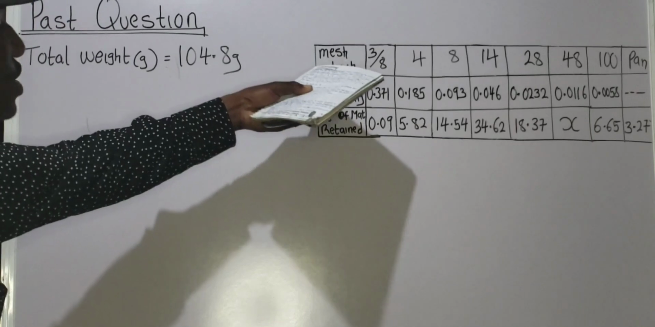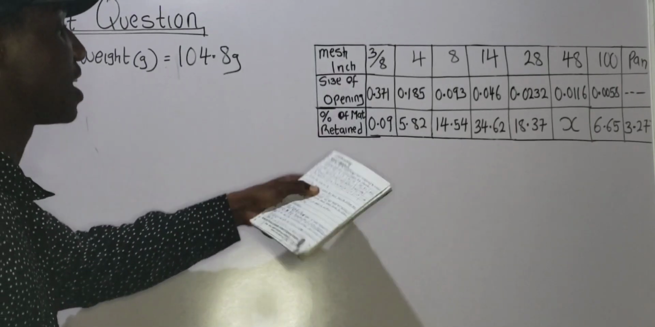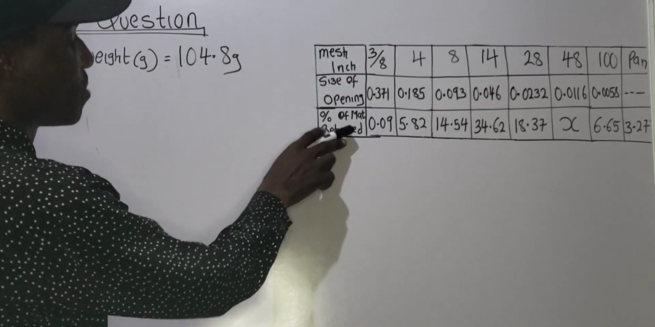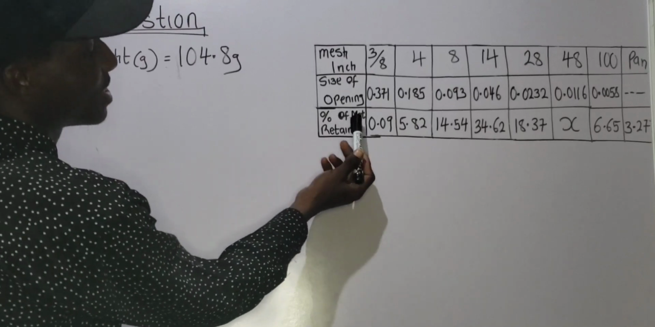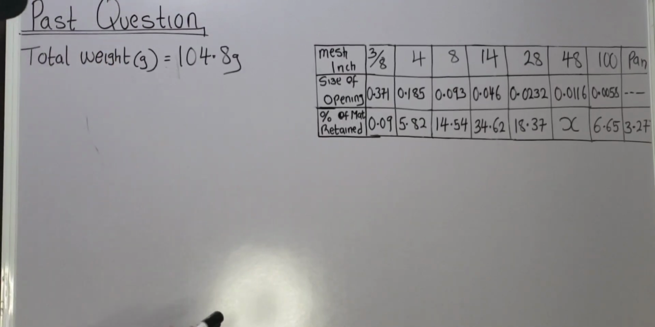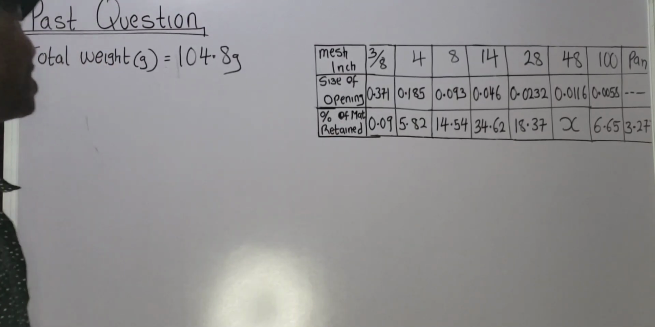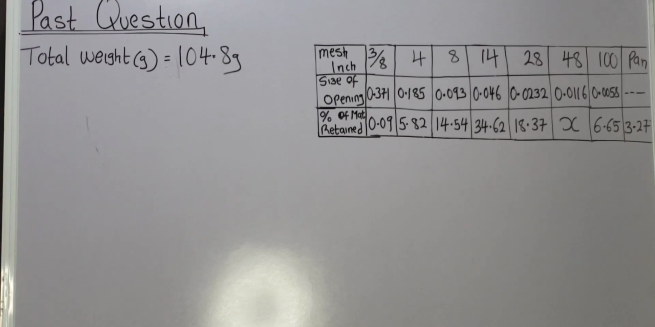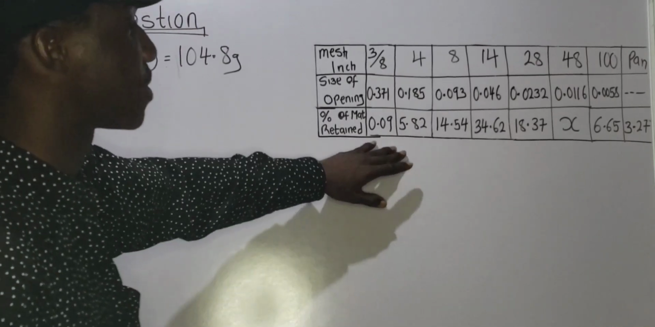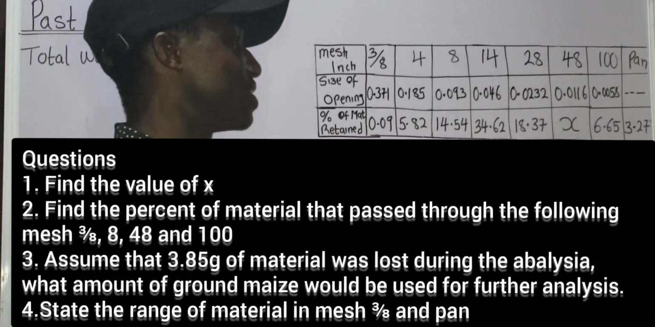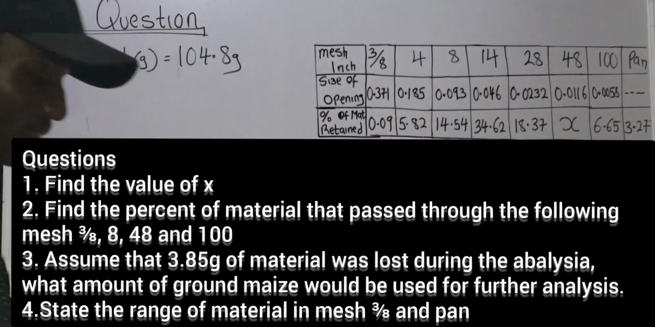We have the mesh, we have the size of opening, and we have the percentage of material retained. I shortened this to percentage of material, okay? Percentage of material retained. The first question is that we are told to calculate the value of x. You can see that from this table, the value of x is here. You understand? So we are told to calculate the value of x.